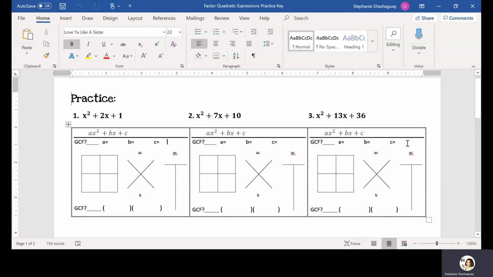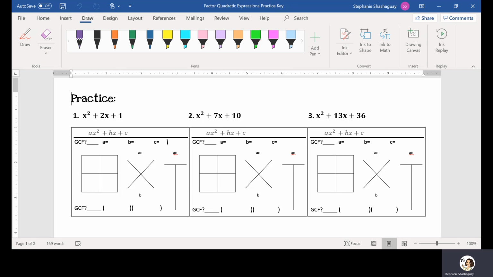All right, these are the practice problems that we did on Tuesday in the forms assignment after you took the notes. So in case you had some questions or wanted some clarification on how to solve these using this graphic organizer, I wanted to make a video for you.